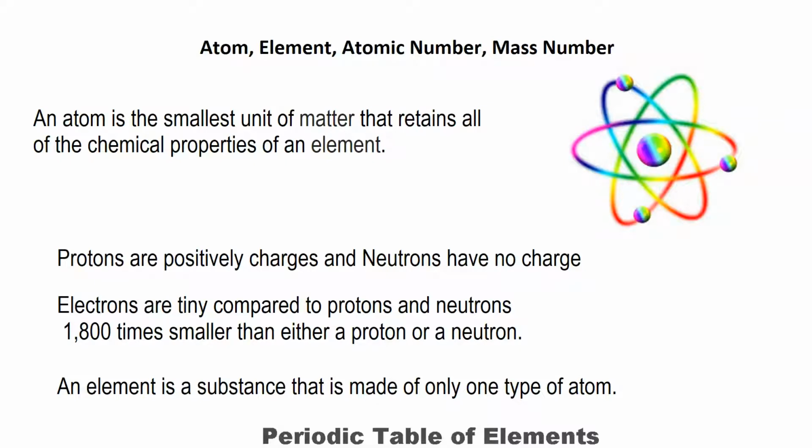Welcome to Multi-Traits. This is lesson number 3, Chemistry, based on atom, element, atomic number and mass number. So, what is an atom? An atom is the smallest unit of matter that retains all of the chemical properties of an element. So, an element, for example, sodium element has got a lot of sodium atoms.